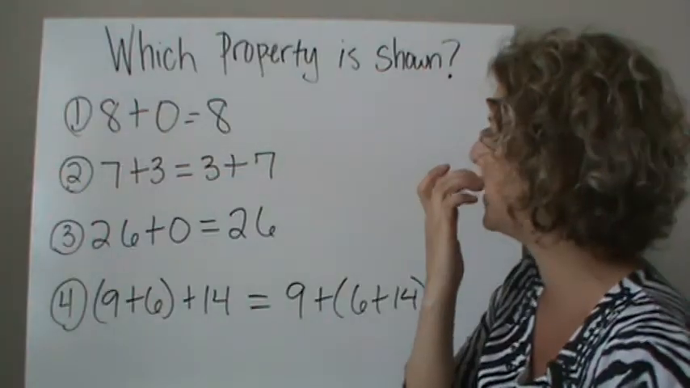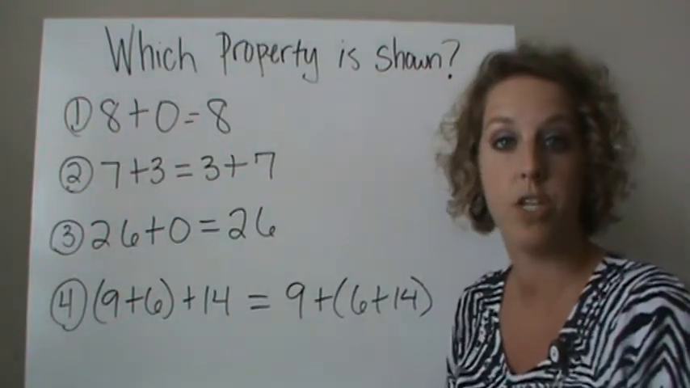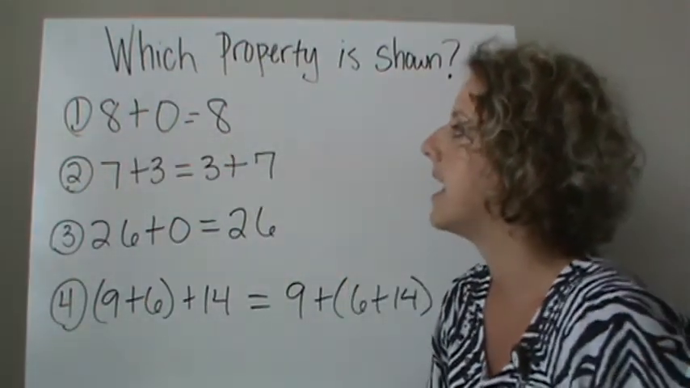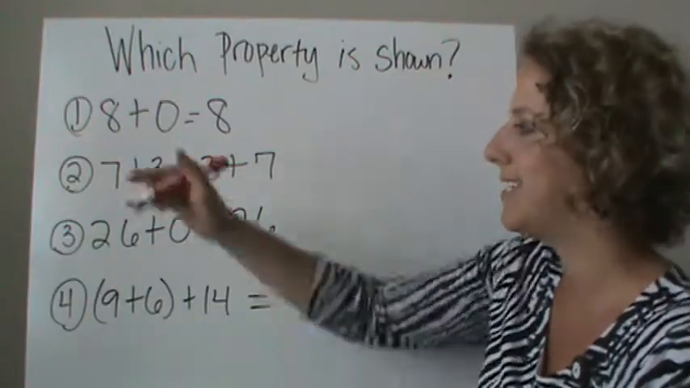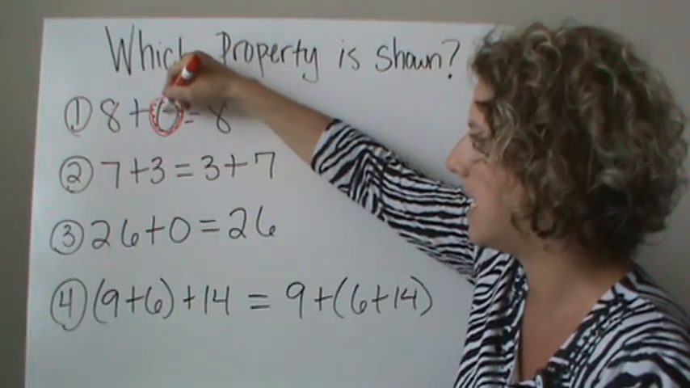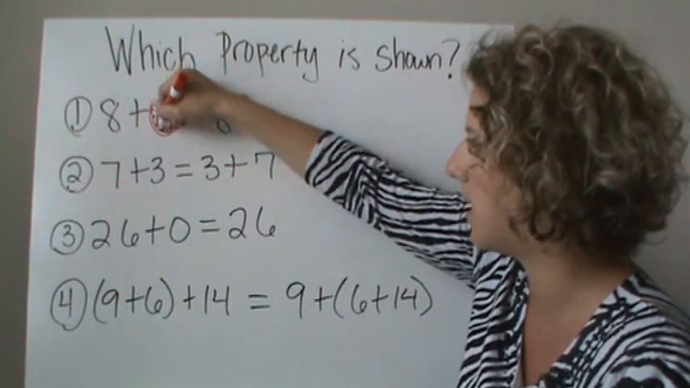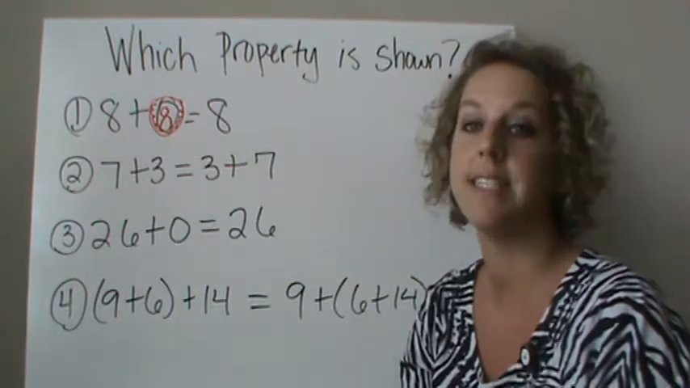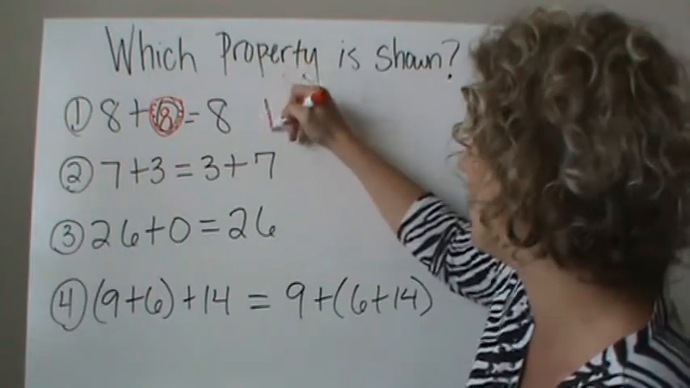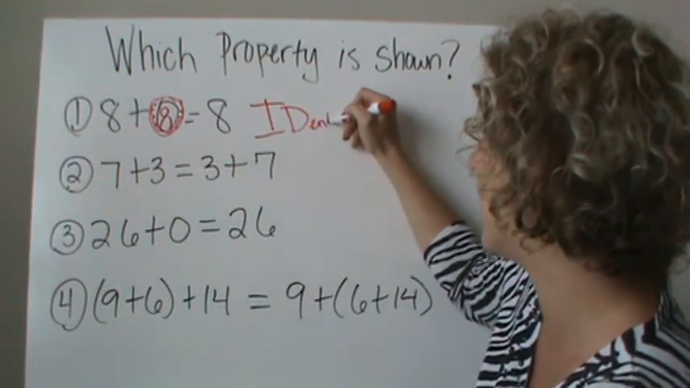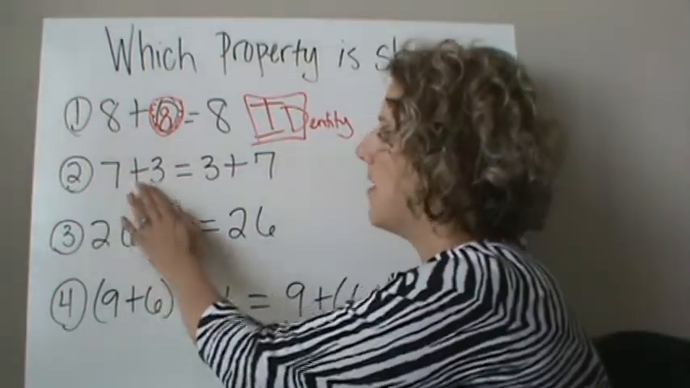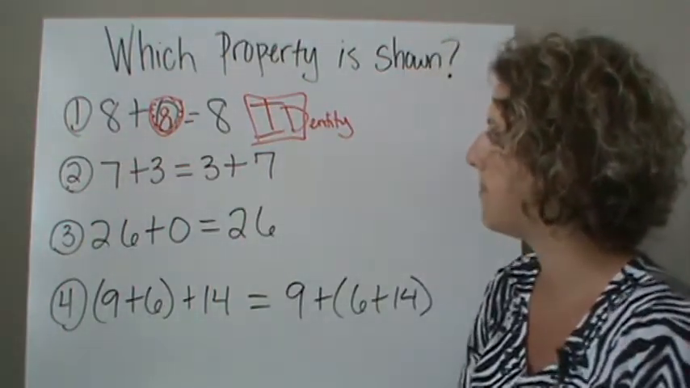Here are 4 questions for us to figure out which property is shown. The first one, we have 8 plus 0 equals 8. If you remember, the 8's going to look into the mirror, so let's draw that fancy mirror, and he indeed is going to see himself. 8 plus 0 is 8. I remember pulling out my ID, and I remember seeing myself, so I know that is the identity property.